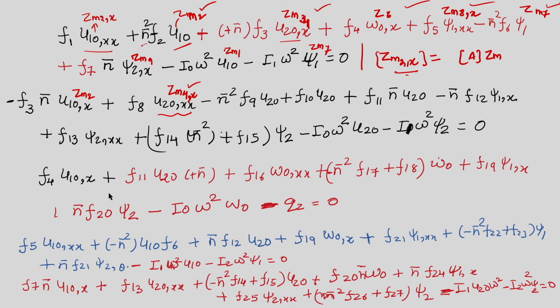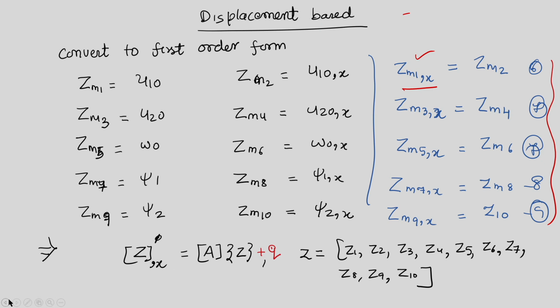After mathematical simplification or rearranging, we will get the Z matrix derivative along x, and the A matrix and Z matrix. So, Z contains 10 variables plus the load vector. Again here, the concept of i omega square is taken inside the matrix A.